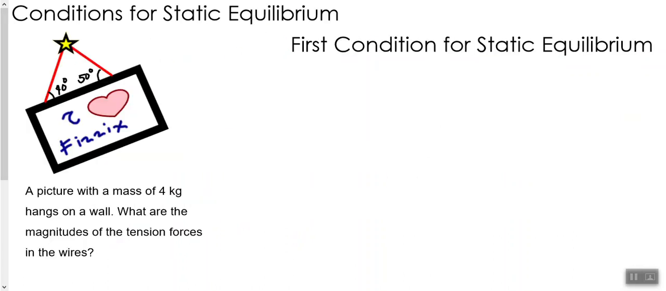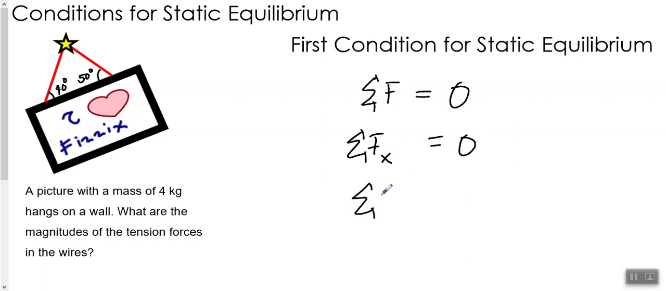The first condition for static equilibrium is that for a body to be in that state, the sum of all the forces, given that force is a vector quantity, must be equal to 0. So the sum of all the forces must be equal to 0. The sum of the forces on the x must be equal to 0. The sum of the forces on the y must be equal to 0. So always think about that.